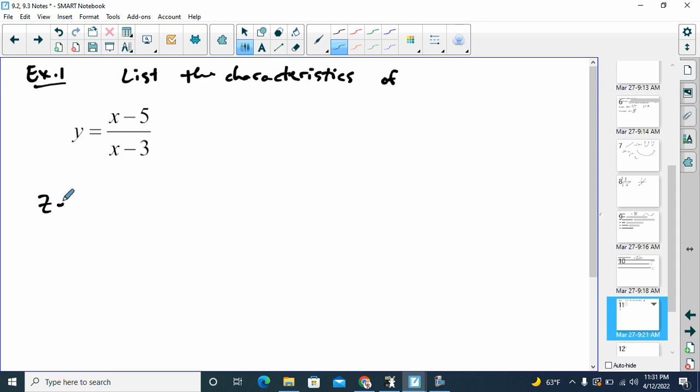First thing we are going to do is find our zeros. Zeros occur when the numerator is 0. So I'm going to take the numerator, set it equal to 0, and solve for x. I get x equals 5. A 0, an x-intercept, is a point. I list points as ordered pairs. My x value of my point is 5, and the y value of my point is 0.